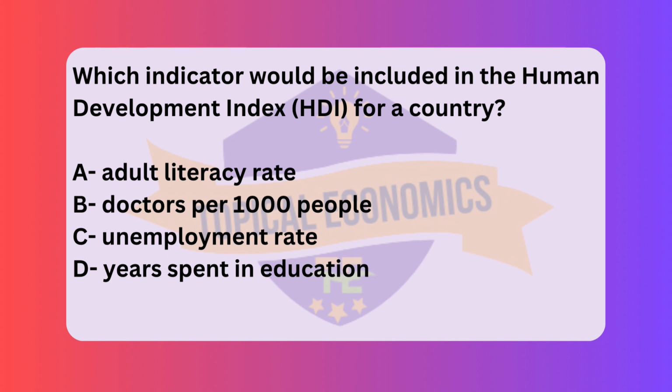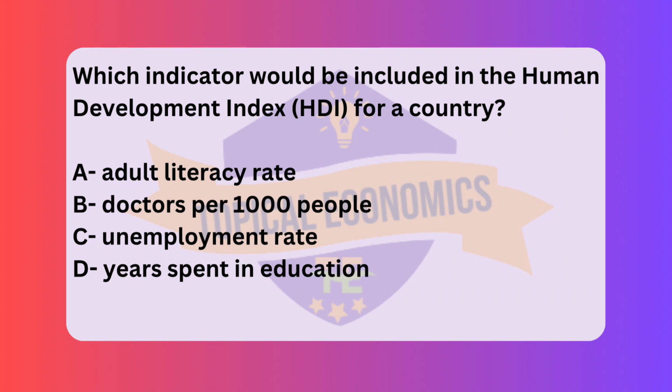Years spent in education is directly related to the education dimension of the HDI. The HDI uses data on mean years of schooling and expected years of schooling, which are both measures of how much education a population receives and how much education a future generation is likely to obtain.